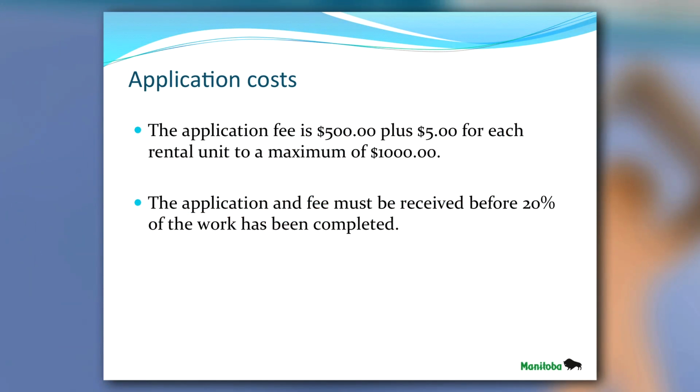There's a cost for this application. The application cost is $500 plus $5 for each rental unit up to a maximum of $1,000. So you're not only paying the $5 fee, but you're paying $5 for each unit that's involved in this rehab scheme. And we have to receive the application and the fee before 20% of the work's been completed.